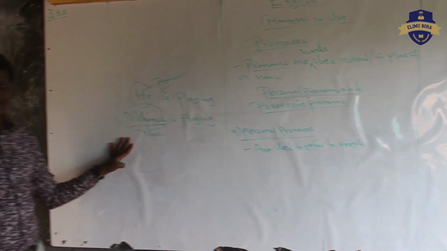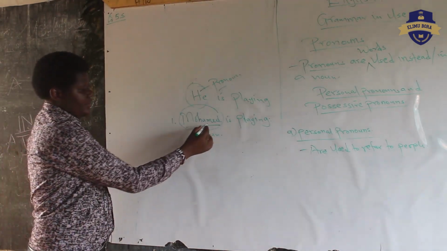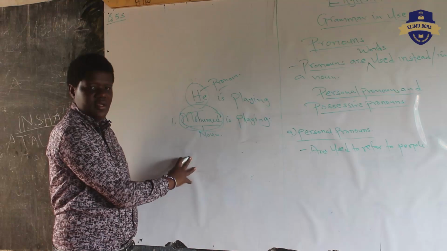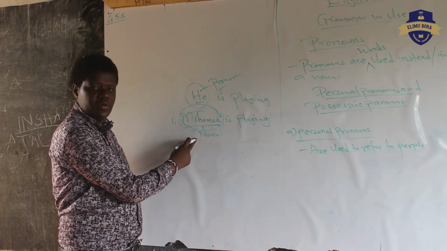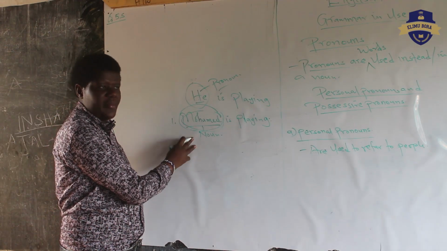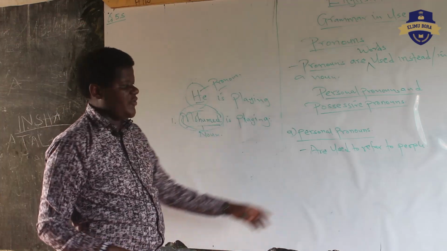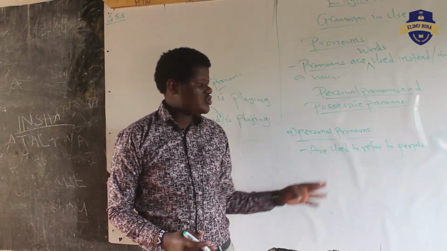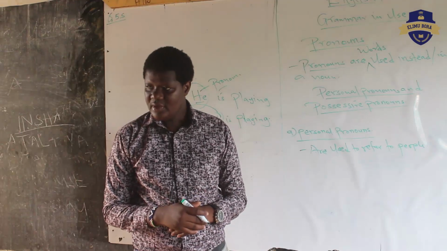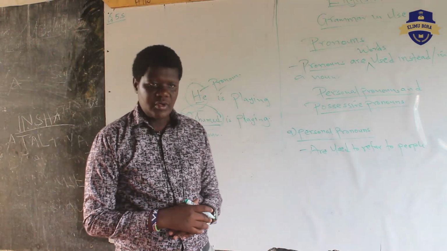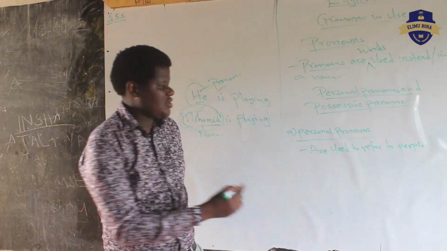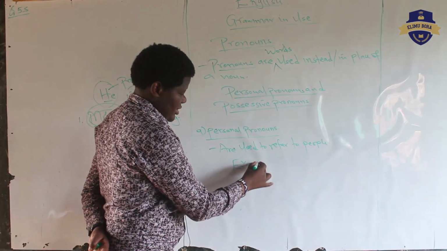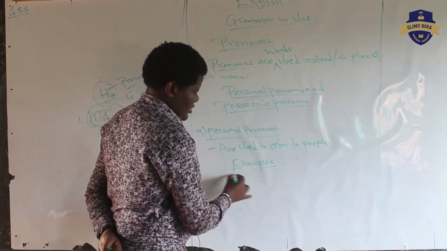And a good example, I'll come back here again. Mohammed is the name of a person. We are using he, so we are referring to this noun Mohammed. And remember, Mohammed is the name of a person. So personal pronouns are used to refer to people. Therefore, we have examples of personal pronouns.